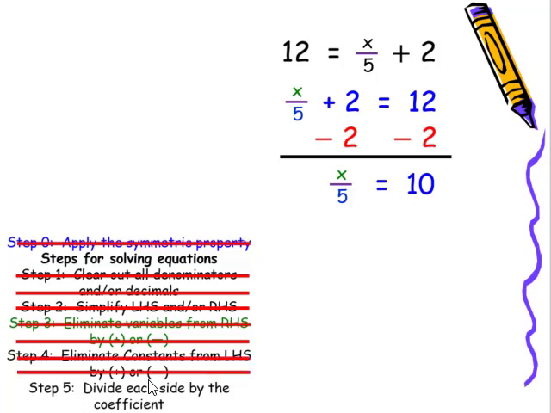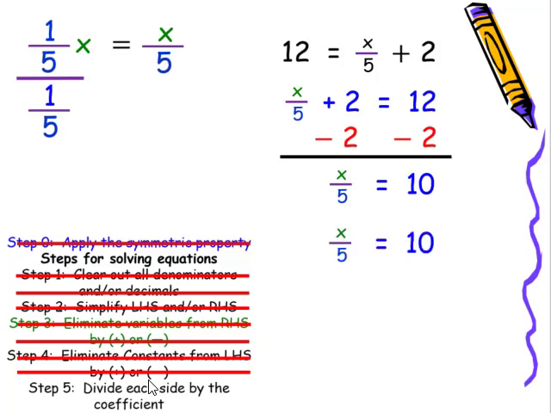Step number 5 says to divide each side by the coefficient. In this case, technically you're not dividing. 1/5 x is equal to x over 5. We could actually divide by 1/5, but it's a lot easier to just multiply by the reciprocal. In this case, we will multiply both sides by 5. The 5's will cancel on the left-hand side, leaving us with x, and on the right-hand side, 10 times 5 is 50.